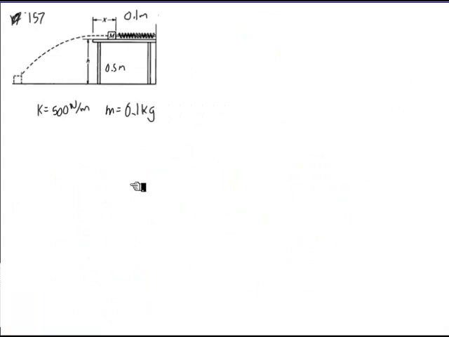So 157, we have this block on a table and it's compressing a spring, and then we let the block go. It's going to shoot off the end of the table and act as a projectile, and then it's going to get to the ground with some speed. And the question asks, what is that speed? So this line here at the floor we'll call h equals 0.